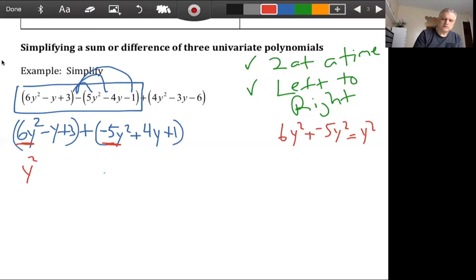All right. Next up, we're going to take the next term. So minus y, like negative 1y, plus positive 4y. Well, negative 1 plus 4 is 3. Don't forget your y. So negative 1y plus 4y is positive 3y. Let's make that a little bit prettier.